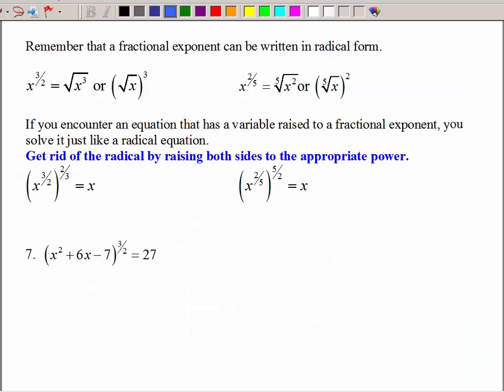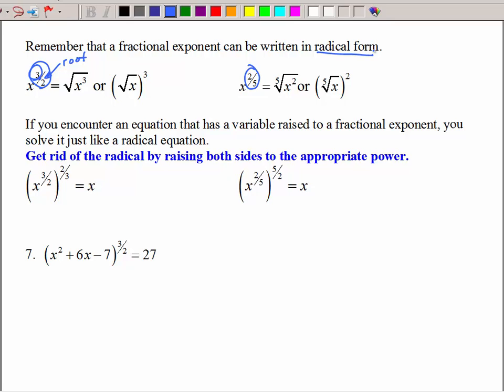Now we're going to leave the traditional looking radical equations, and we're going to see them written as exponents. As you recall, a fractional exponent like x to the 3/2 really means the square root of x cubed. Remember, that's the root and the top number is the power. So even though we have fractional exponents, those really can be radicals. And so we're going to treat those just like we did radicals when we're solving an equation.